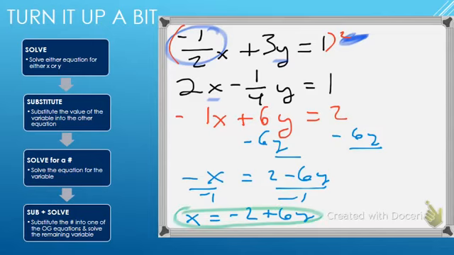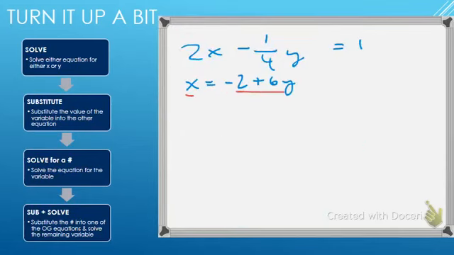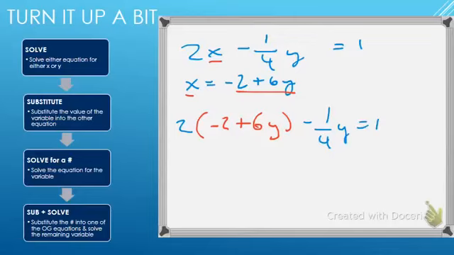Now that I have that solved for, I can go to the other equation and substitute it in for x. So I'm going to substitute into the second equation because that's the cleaner one to work with x. So I'm going to rewrite that on the other page. We're going to take this x and substitute it into the first equation. So I'm going to rewrite. We're going to have 2, and then in parentheses I'm going to put the negative 2 plus 6y because that's what x equals. Minus 1/4 y equals 1.